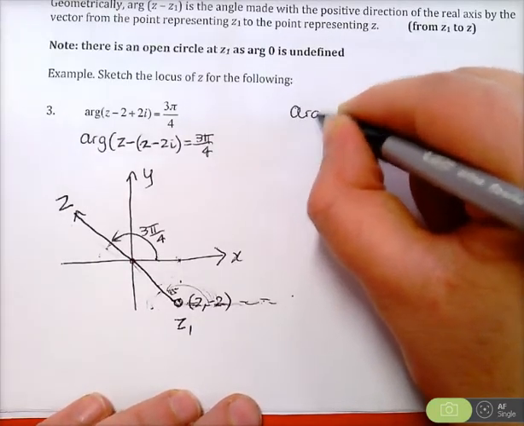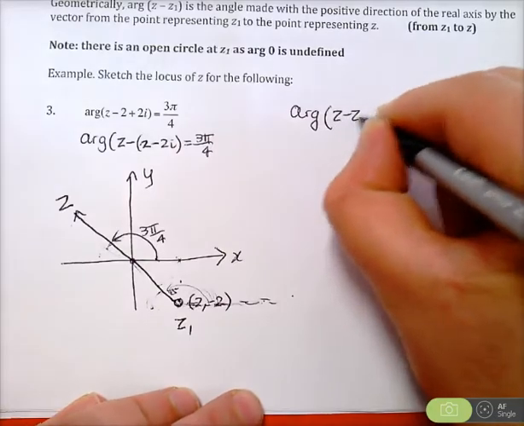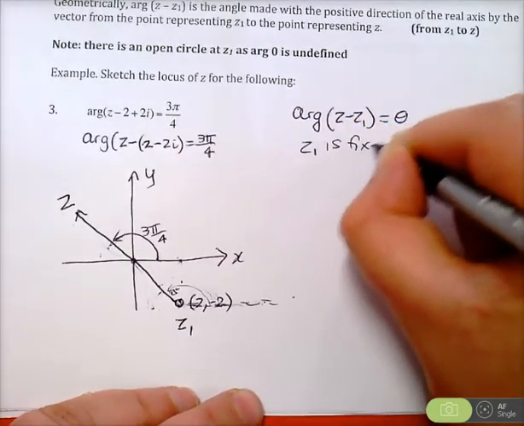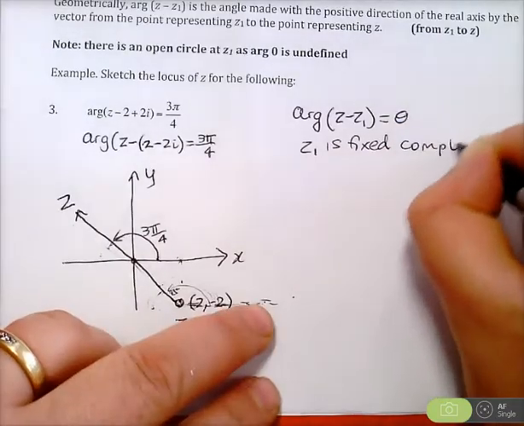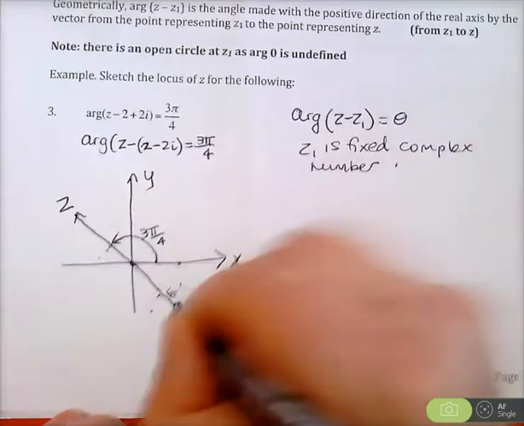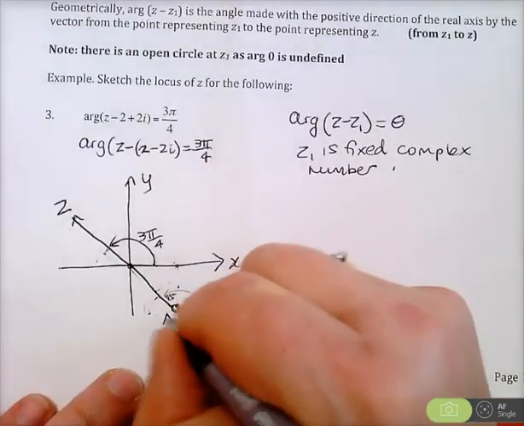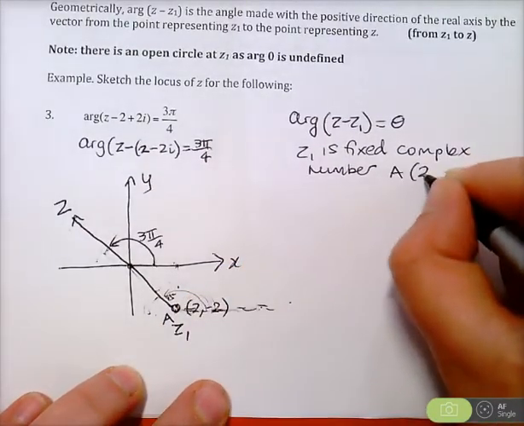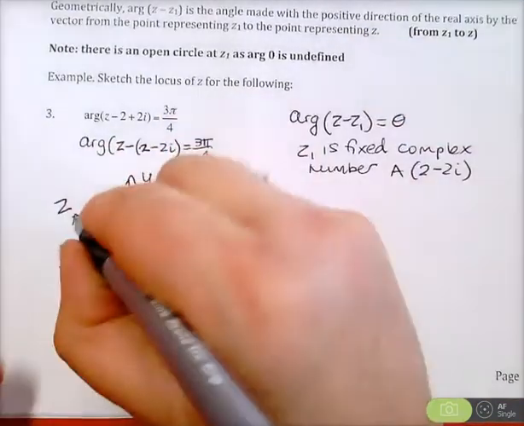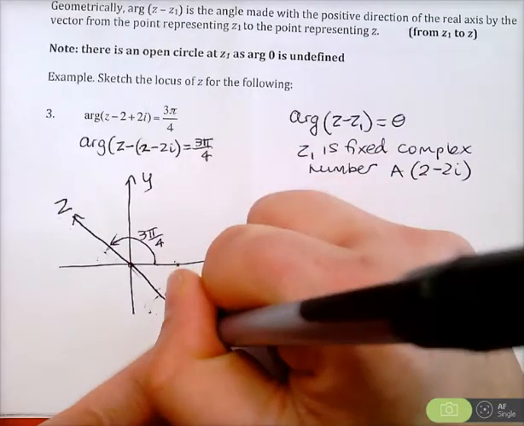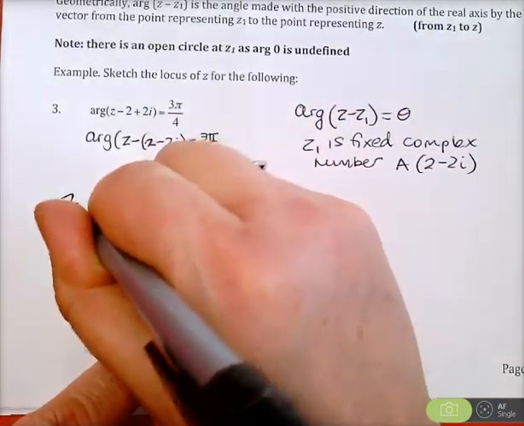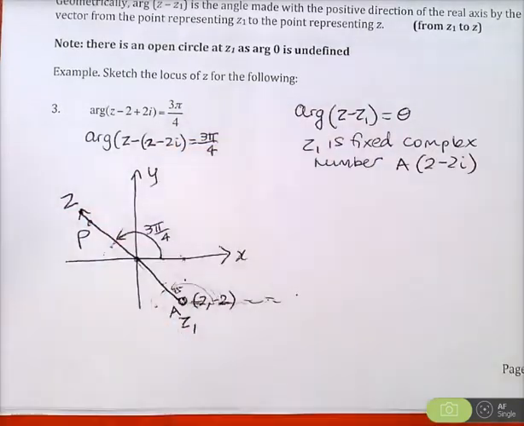We want this to be in the format of arg(Z minus Z1) = θ. Z1 is the fixed complex number. I can call it A if I want, it doesn't matter. I'll call it A, which is 2 minus 2i. What you'll notice sometimes is that they won't write Z1 and Z. They'll call this point A and they might call this point P or something, that P lies along this line.